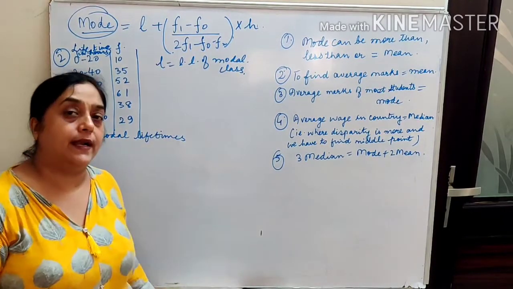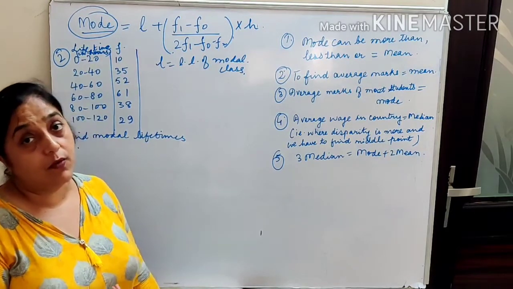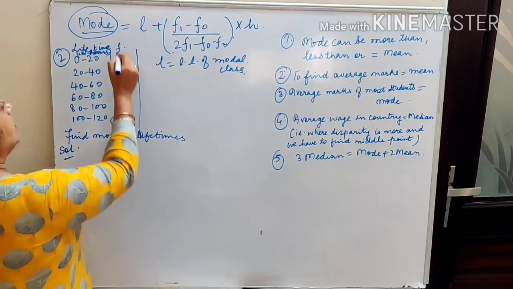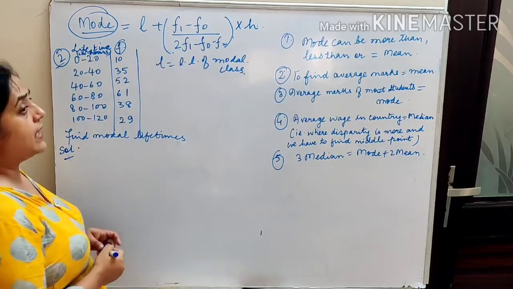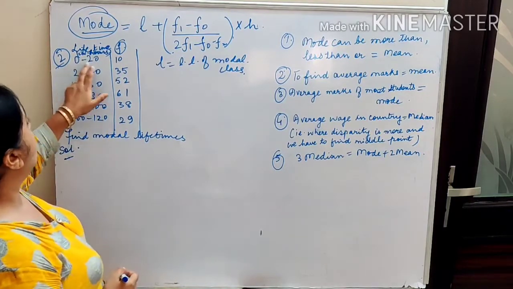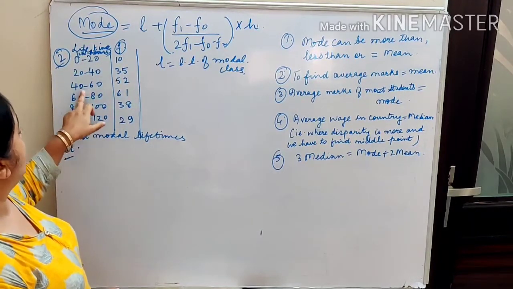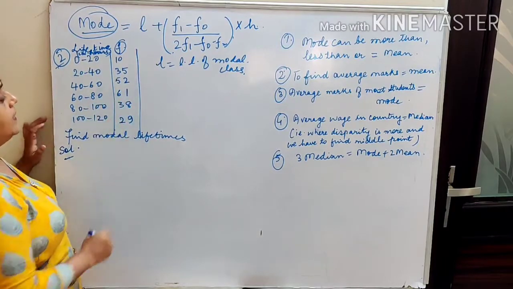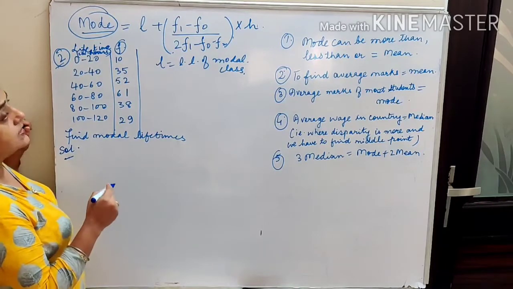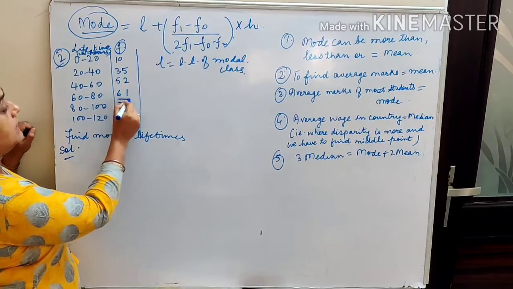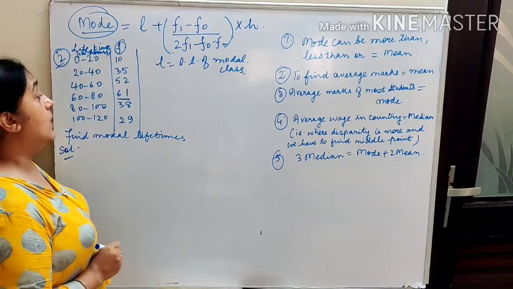You remember in raw data, what was the mode? The observation occurring the maximum number of times was the mode. Here also, the question is from NCERT. You have been given the lifetime of bulbs in hours. 0 to 20 hours, 10 bulbs. 20 to 40, 35 bulbs. 40 to 60 hours, 52 bulbs. 60 to 80 hours, 61 bulbs. 80 to 100, 38 bulbs, and 100 to 120, 29 bulbs.